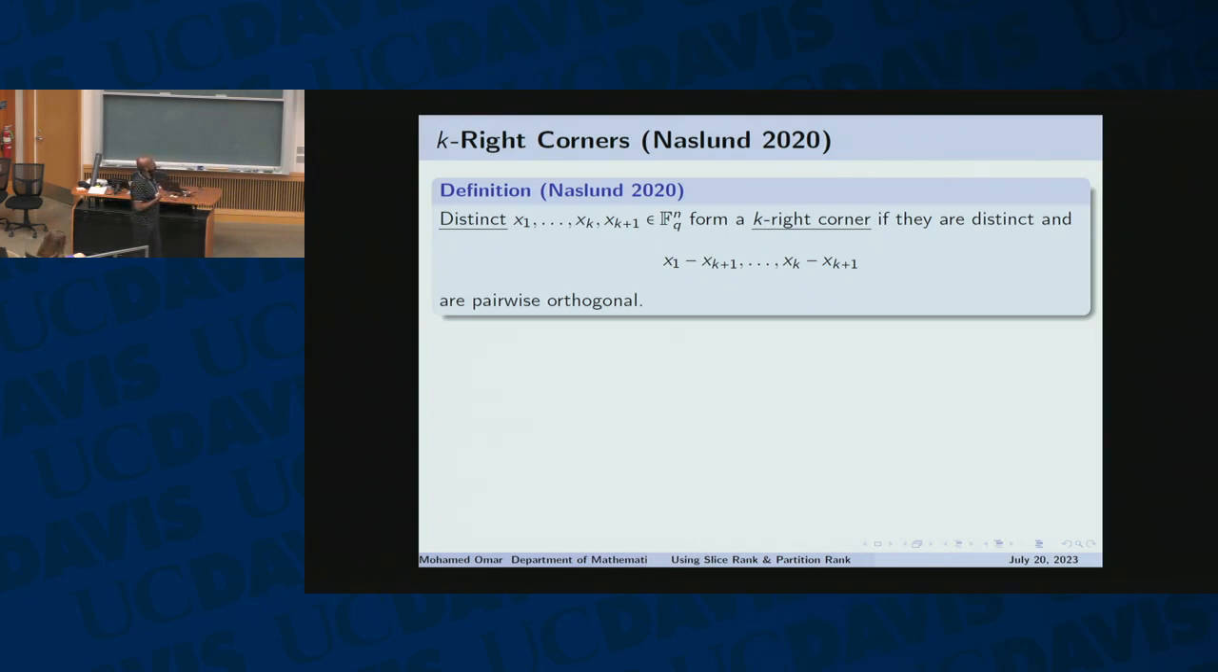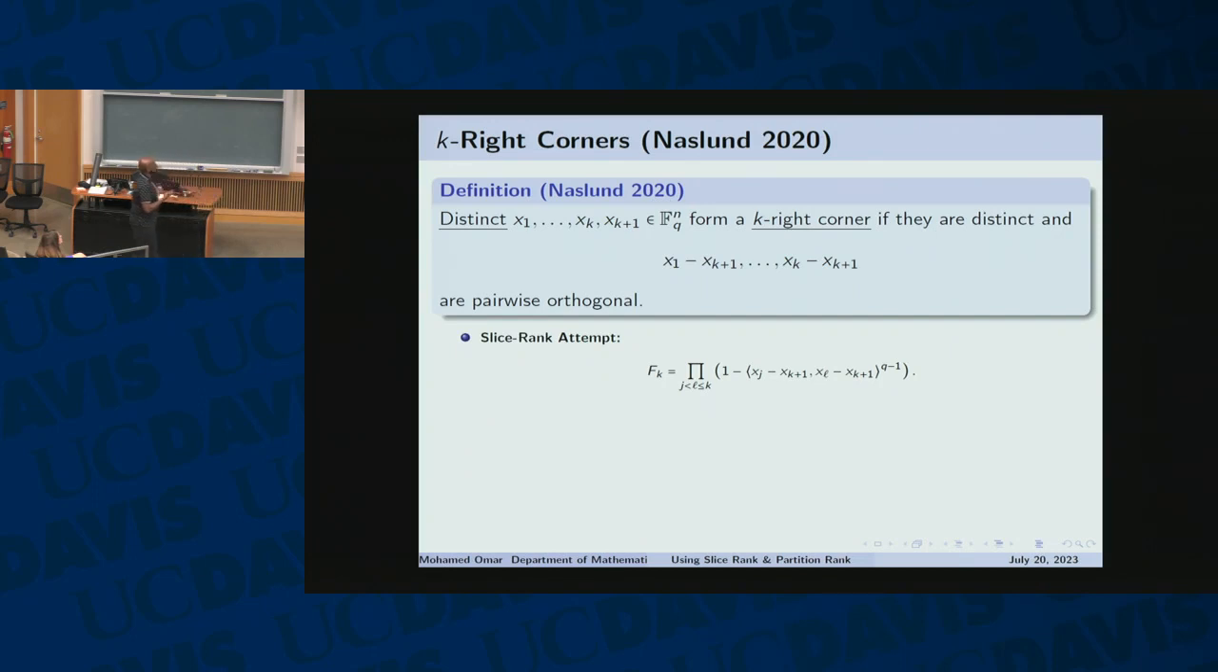So there was this paper in 2020 that tried to employ similar techniques to address the question of avoiding what's called a k-right corner, which is a generalization of what we saw earlier. So you have distinct variables x1 through x(k+1) in this vector space, and they form a k-right corner if they're distinct and these differences are pairwise orthogonal. So let me show you the function that was created in this case, and some problems that arise with it, how the diagonalization process worked, and then where I came in to think about this on a more general level in a lot of different applications.